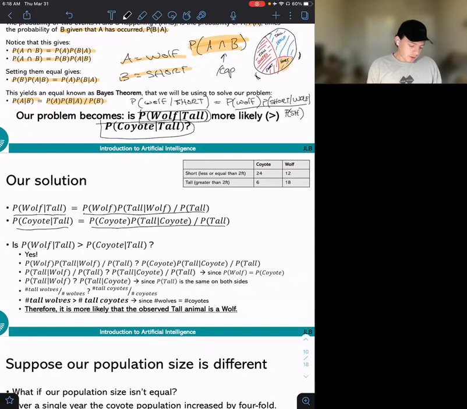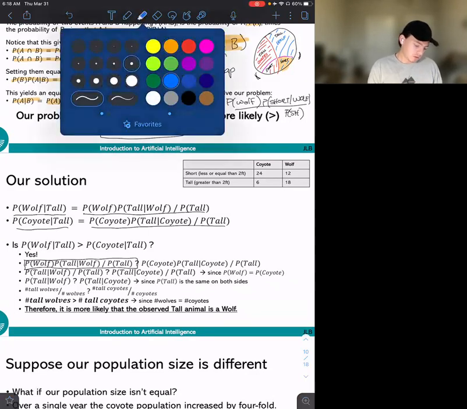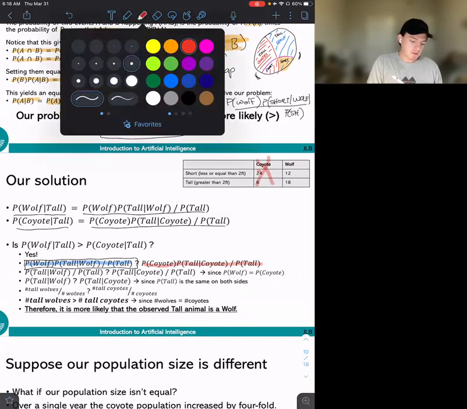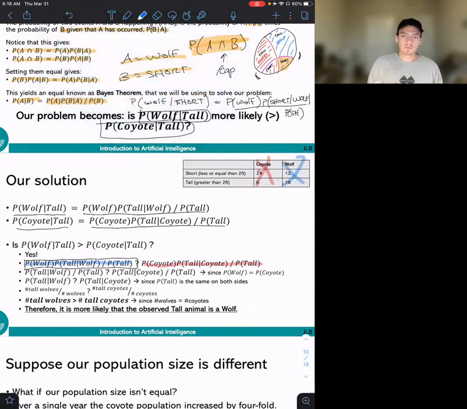So the probability of the wolf will be on this side, where I will write it out like that, just so it's very clear on which class is which. So that's coyote, and that's the wolf class. Okay. So what we're interested in is which one's more likely.